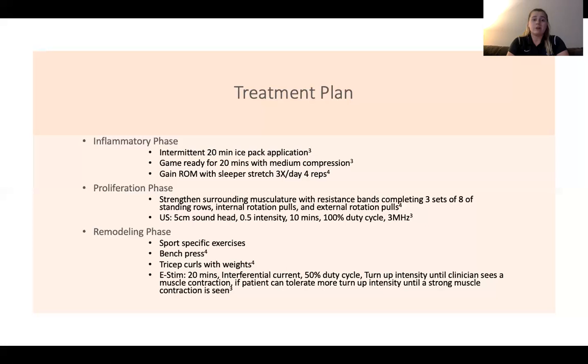I feel this could be really helpful for promoting healing in the area, getting blood flow back into it, really stimulating those muscles and trying to get them working again in the correct way.